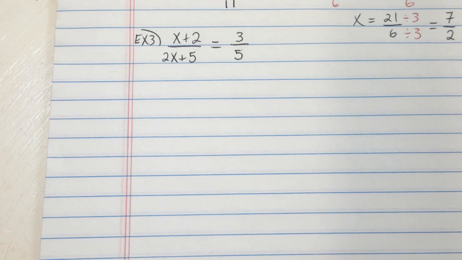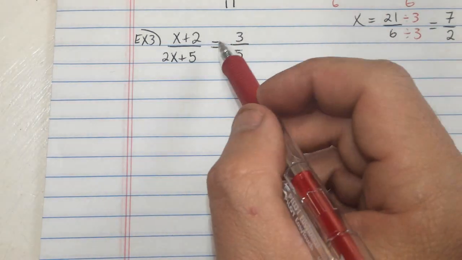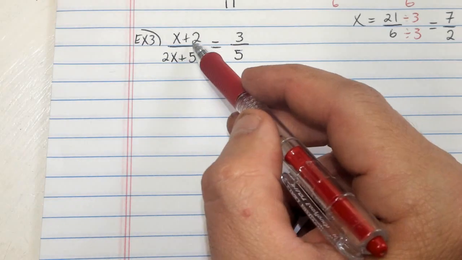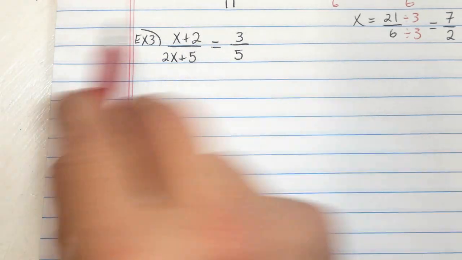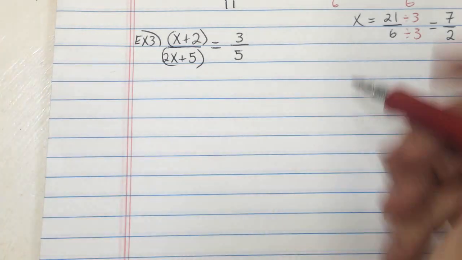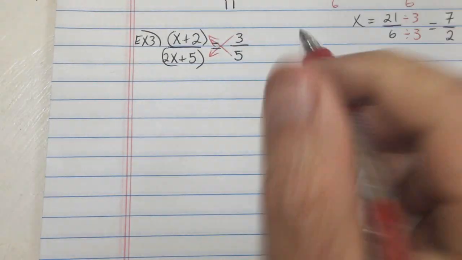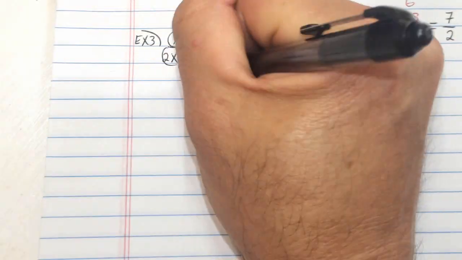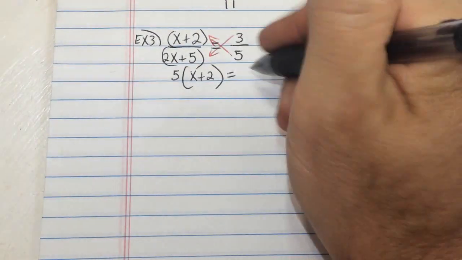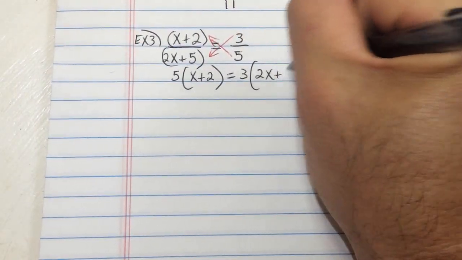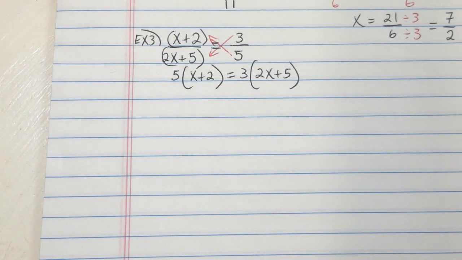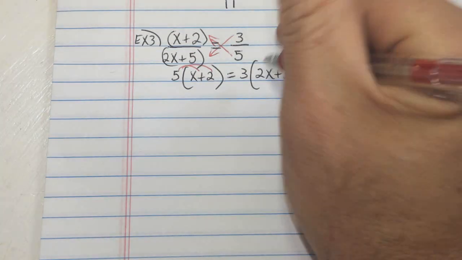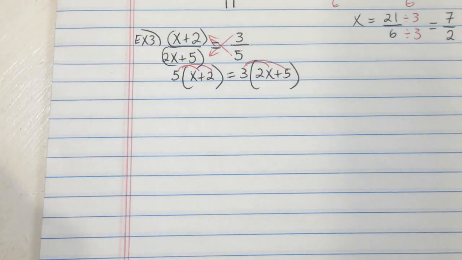All right, so example 3, difference between example 3 and example 2. I think example 2 only had one binomial in its fraction, and this one you'll see that there's 2. So again, just put parentheses around them so you'll know when I cross multiply that those numbers need to be multiplied to both terms inside the parentheses. So we're going to do 5 times x plus 2, and then we're going to do 3 times 2x plus 5.